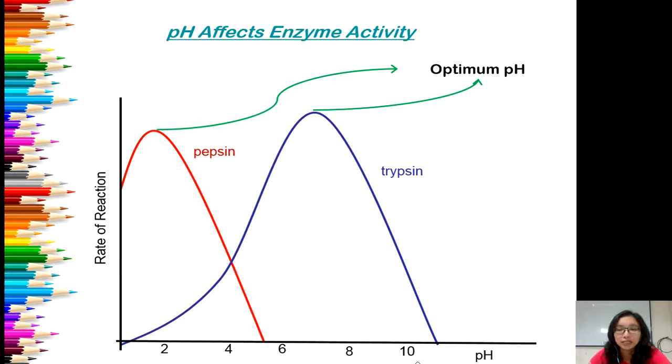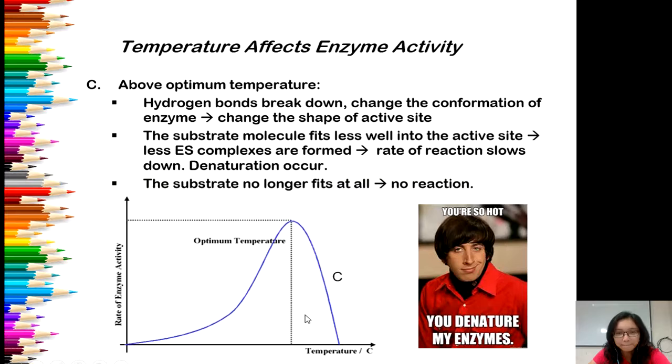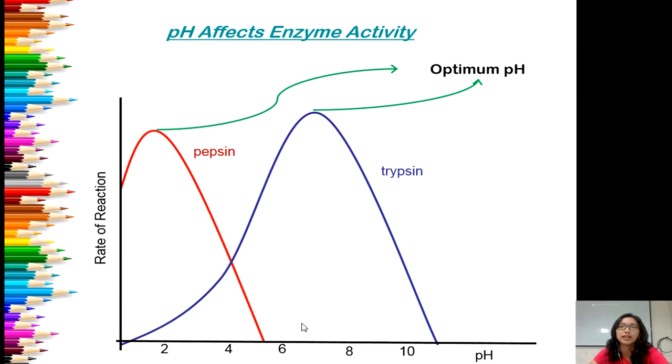As you can see, the shape of the curve is similar to the temperature effect, but in this pH curve, you may notice that it is more symmetrical in shape. For the temperature graph, it is a little bit unsymmetrical between the left side and the right side of the optimum temperature, while the pH graph is more symmetrical. That's how you distinguish between the pH graph and the temperature graph.